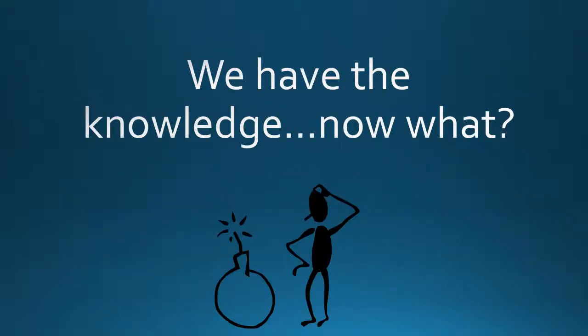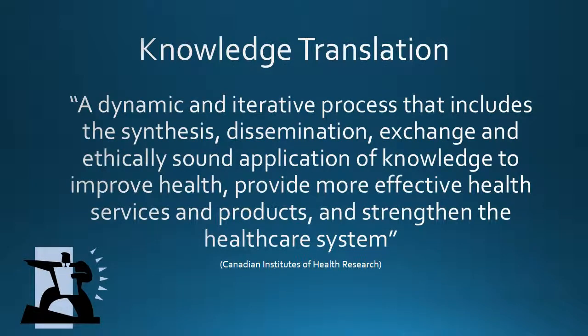So, even though there are a lot of issues with getting it, there is a lot of knowledge out there. Once we've identified useful, applicable knowledge, we have to decide what we're going to do with it. What we do with knowledge is called knowledge transition.